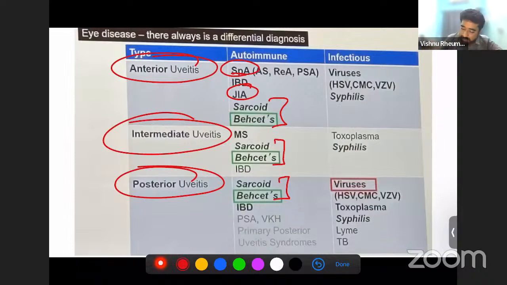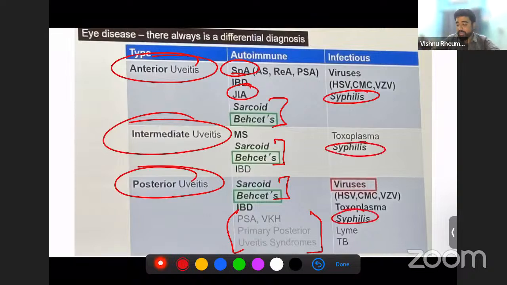And also another important part is your IBD. IBD also can occur whether it be anterior, intermediate, or posterior. And your other various syndromes, they usually present as your posterior uveitis. And among all of these, always remember that you should always keep an eye out for infections. Something like syphilis can again present as any of the types of uveitis. Viruses can present either as your anterior or your posterior uveitis, especially your herpes viruses. And your TB is usually posterior more than anterior uveitis.